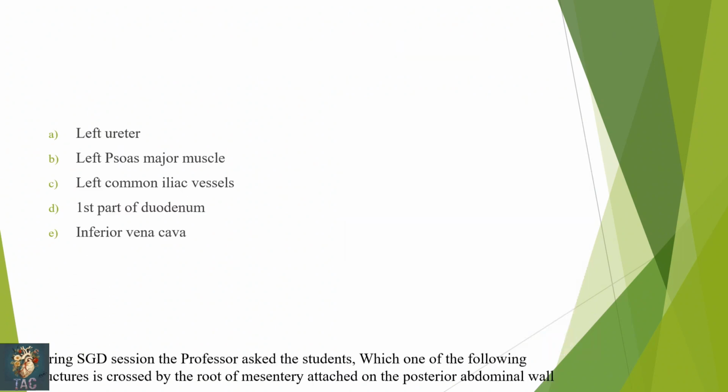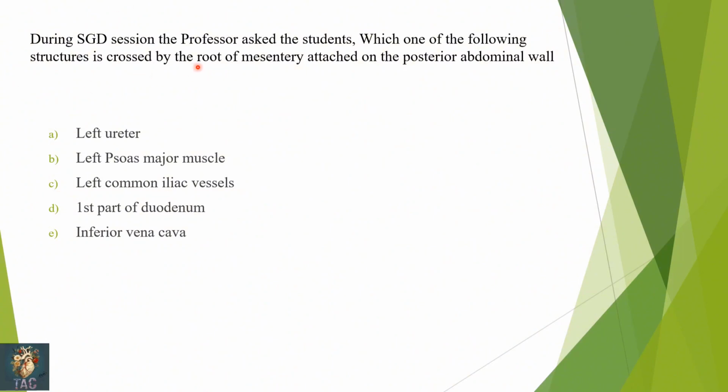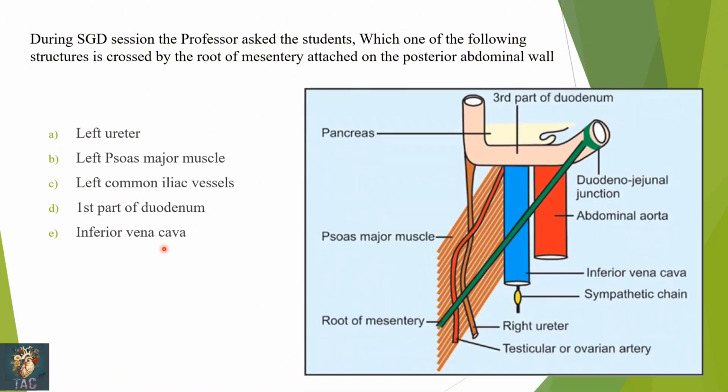Next, during an SGD session, the professor asked the student which one of the following structures is crossed by the root of the mesentery attached to the posterior abdominal wall. That is left ureter, left psoas major, left common iliac, first part of duodenum, or the inferior vena cava. In this diagram you can see this is the root of the mesentery. This green color shows the root of the mesentery, and it crosses the inferior vena cava which is present behind it. So the correct option is E.